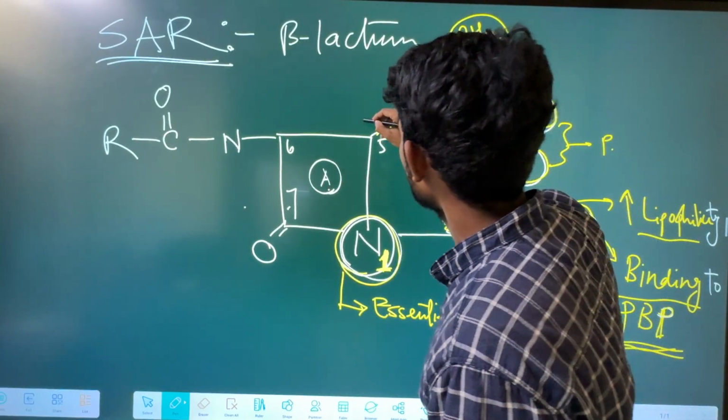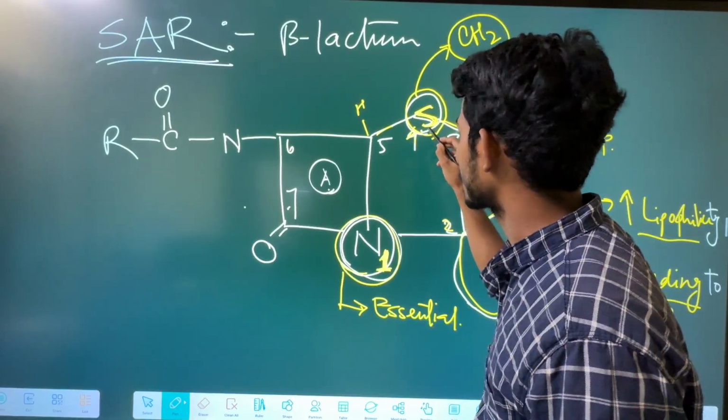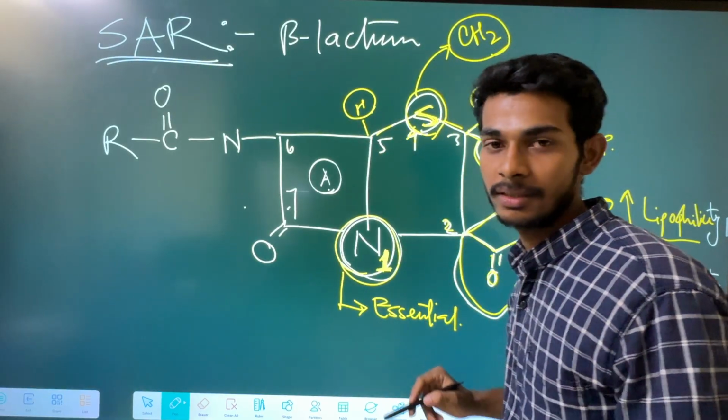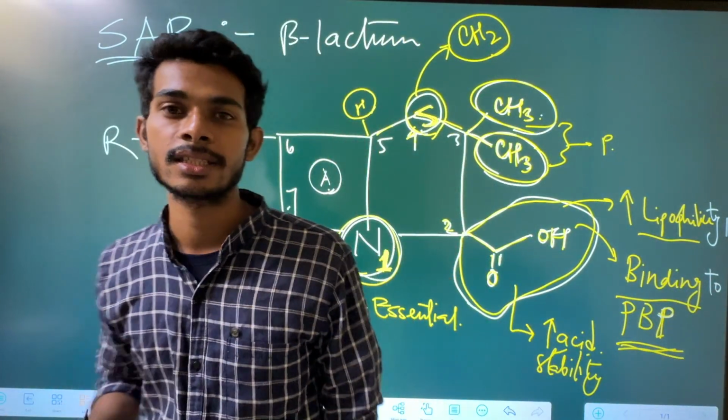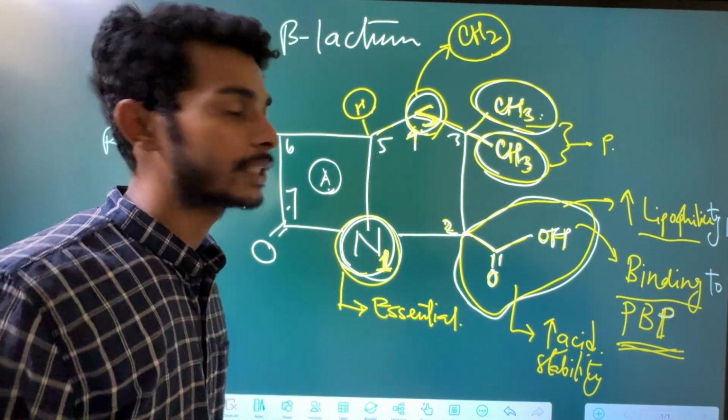At the fifth position, you will see one hydrogen present. With respect to this sulfur, this hydrogen is the alpha hydrogen. The presence of this alpha hydrogen is absolutely necessary. Once you replace this alpha hydrogen, the activity of the penicillin will decrease totally.